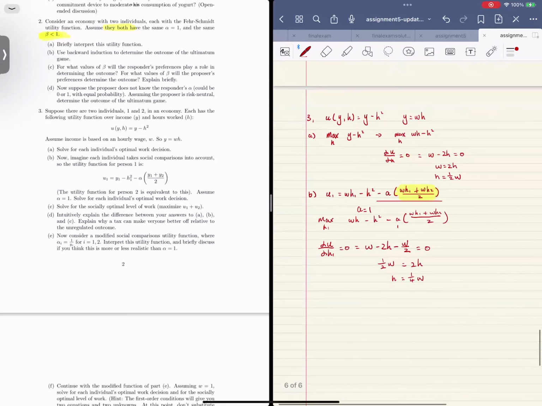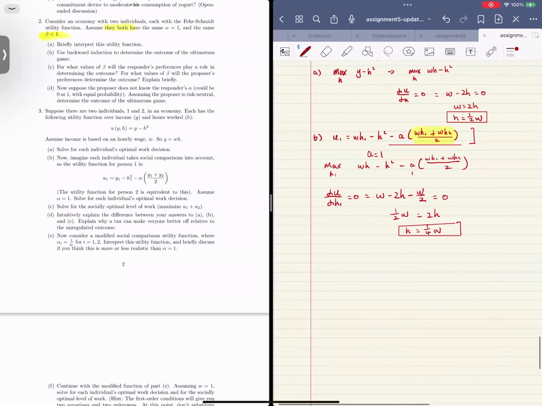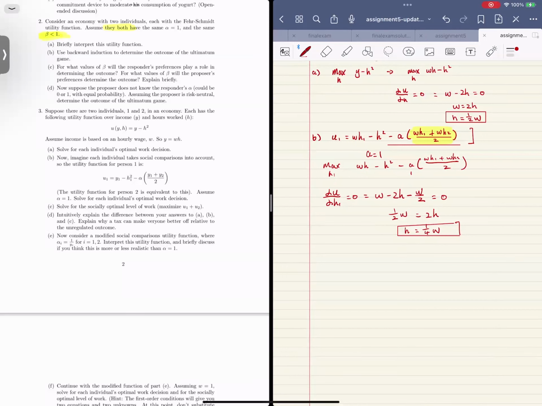Okay. So by adding this social comparison, we come to a new optimum decision: we're going to work fewer hours compared to the first one. The first one was 1/2 of the wage. Now we have 1/4 of the wage, assuming the wage is the same. So that's it for 3B.